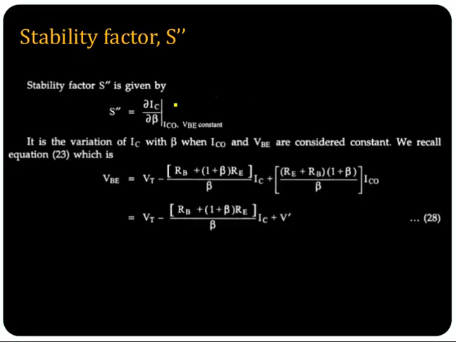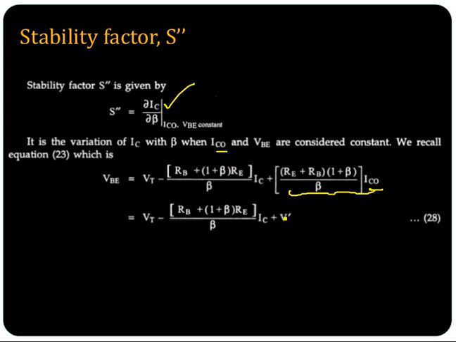Next is S double dash. S double dash is dou IC by dou beta for these parameters maintained constant, ICO, VBE, etc. So it is a variation of IC with beta when ICO and VBE are considered constant. So the equation number 23 which we derived for S dash, we write it here. VBE is equal to VT minus a term which is depending on ICO. So we have taken this ICO to be constant.